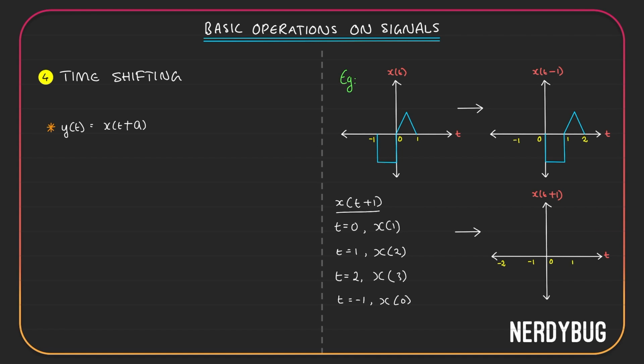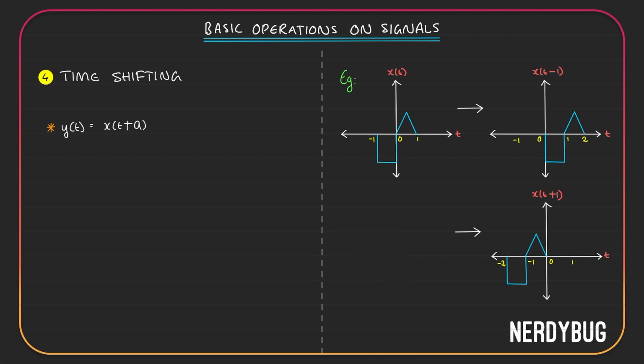Again, we can see a pattern. X of 1 went to 0, x of 2 went to 1, x of 3 went to 2, and x of 0 went to minus 1. So every value has moved 1 unit backwards, which means to get x of t plus 1, I can again take the same function, keep it here. The only thing I have to do is shift 1 unit towards the left.